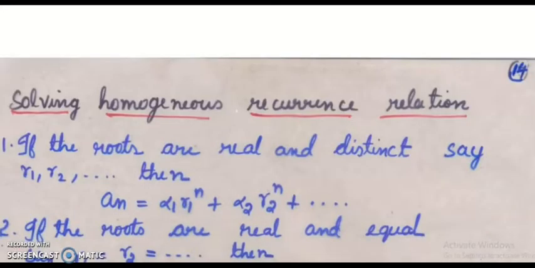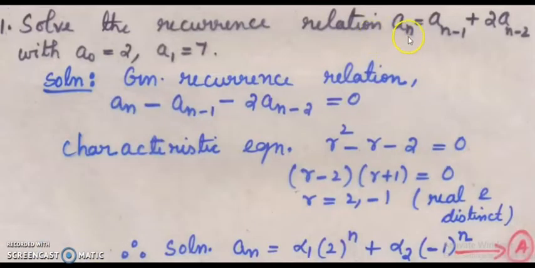So when you come to the solving part, the recurrence relation here is an minus 1 plus 2 into an minus 2, which is a homogeneous form, and the initial conditions given are a0 is 2 and a1 is equal to 7. Coming to the solution part, let me explain. Consider the given recurrence relation, an minus 1 minus 2 an minus 2 is equal to 0. Now let us write the characteristic equation.